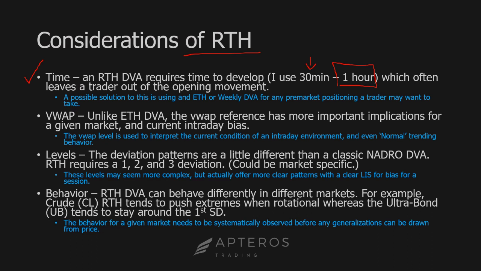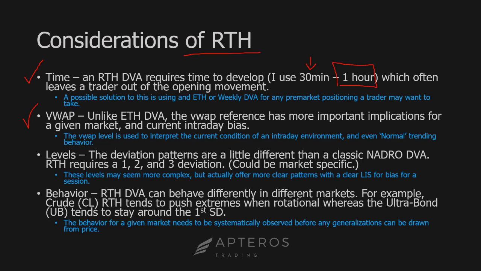Problem with time is that it often leads a trader out of the opening movement, the opening drive. So if you're somebody that really likes that opening movement and you're somebody that trades it well, RTH DVA can be a problem. There is a solution though. You could use ETH or a weekly DVA to substitute all the way up to that hour 30 into a cash session and then switch to an RTH DVA. That's a possible solution to this time issue.